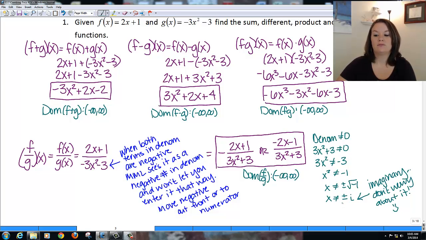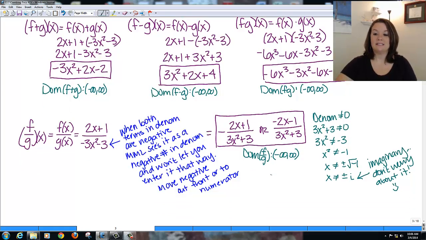Notice when I solve for my excluded values, I get imaginary numbers, which we're not plugging in. We're only talking about what real number values we can plug in for x. So here, since it says I can't plug in plus or minus i, I don't even care. Plus or minus i is not in my real number domain. So here I have no domain restrictions, so my domain will be from negative infinity to positive infinity.